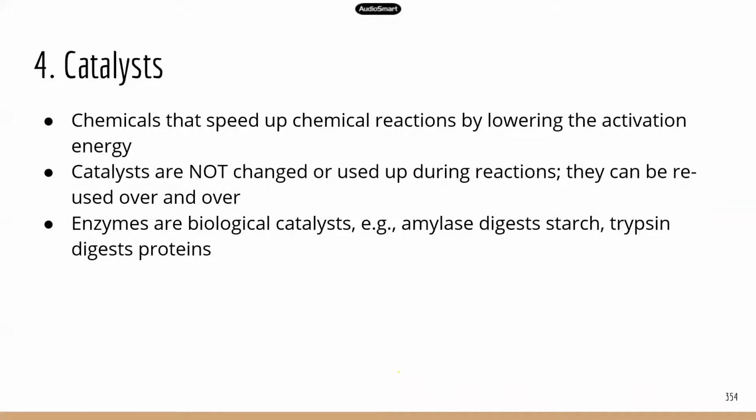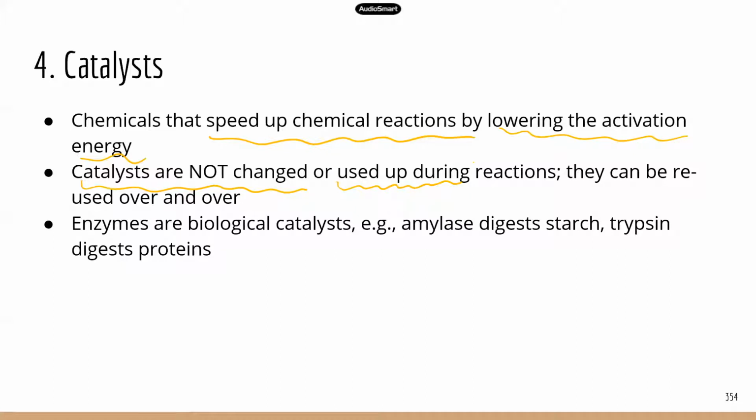Catalysts, we already talked about this. Those chemicals can speed up chemical reactions, right? And the science behind it is that these catalysts can lower the activation energy, the energy required to get the chemical reaction started. Now, this is important. A lot of people get this wrong. During a chemical reaction, catalysts are not changed. So they're still the same molecule, and they're not used up during the reaction.